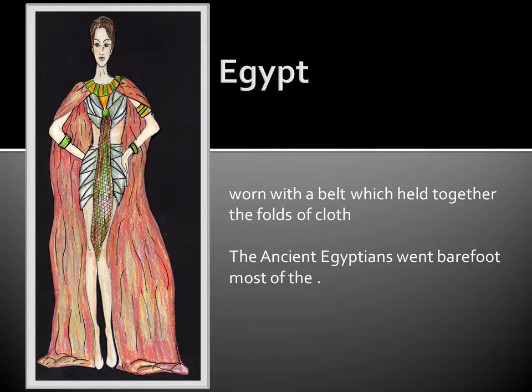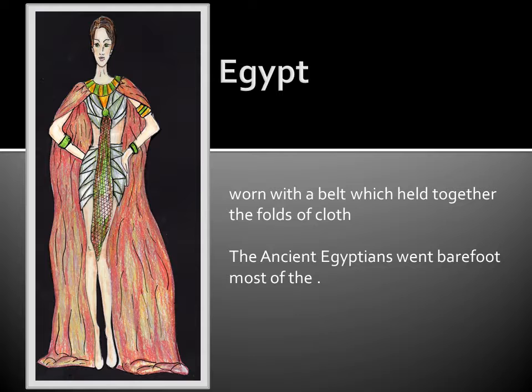Another garment worn was called a calasaris. This garment would cover either one or both shoulders or be worn with straps. The top style line could go up above the neck or could lie beneath the breasts. The fit might be very tight or occasionally could be worn loose, depending on the preference of the wearer. They often would wear a belt held together by a sash, and it would hold up the folds of cloth. The ancient Egyptians went barefoot most of the time, but sometimes would wear sandals for special occasions or if their feet were likely to get hurt.